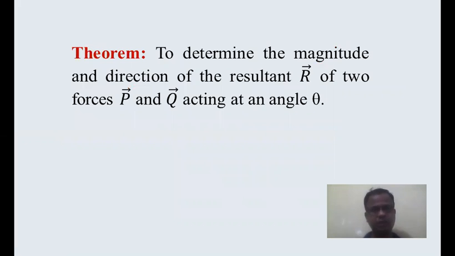In this lecture, we see the theorem to determine the magnitude and direction of the resultant vector R of two forces, vector P and vector Q, acting at an angle theta. Previously, we saw what vector P, vector Q, and vector R are. Here we see the theorem to determine the magnitude and direction of the resultant vector R of two forces, vector P and vector Q, acting at an angle theta.